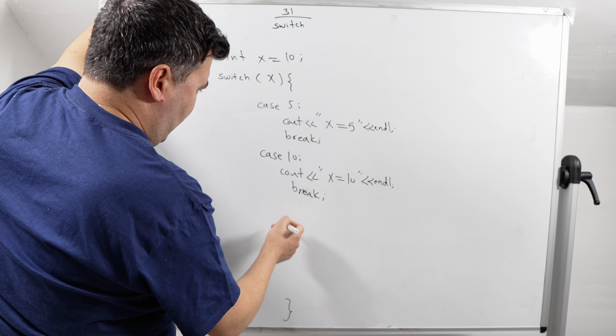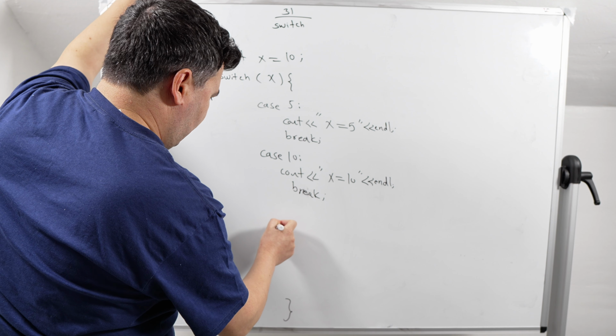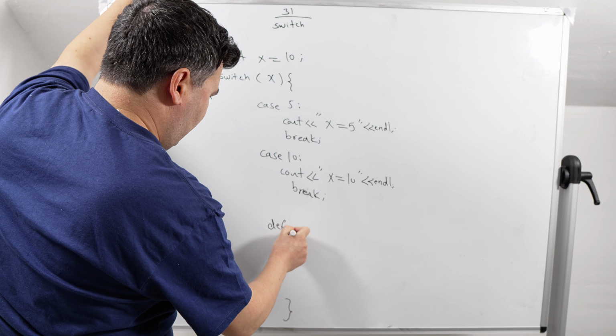And then we have default. I can write here default, and I cout here, and I say x is not 5 and neither 10. Quotation and semicolon.